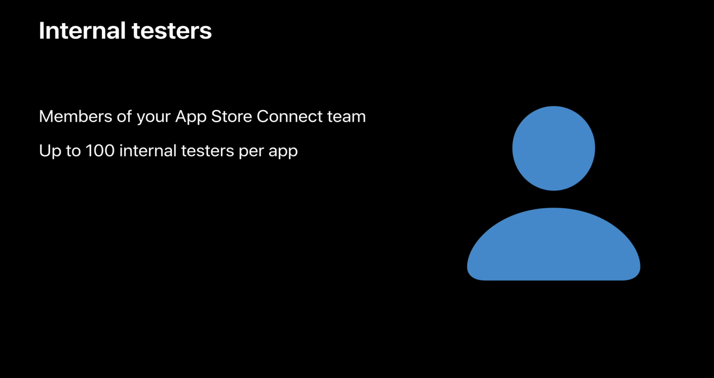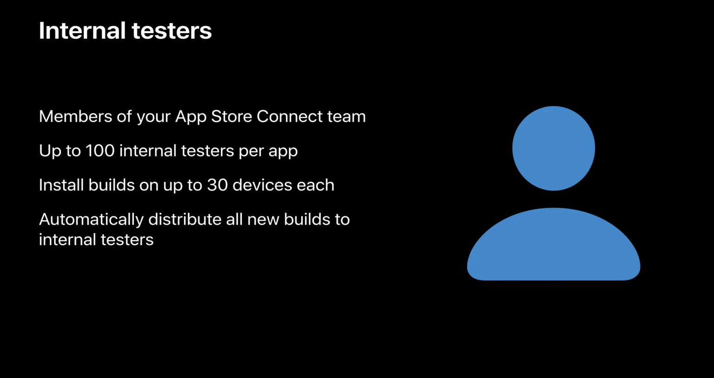Let's learn a little bit more about internal testers. Internal testers are part of your App Store Connect team, and you can designate up to 100 team members as internal testers for your app. Each internal tester can install builds and test them on up to 30 devices, and since these testers are part of your team, you can choose to automatically distribute all new builds to them.